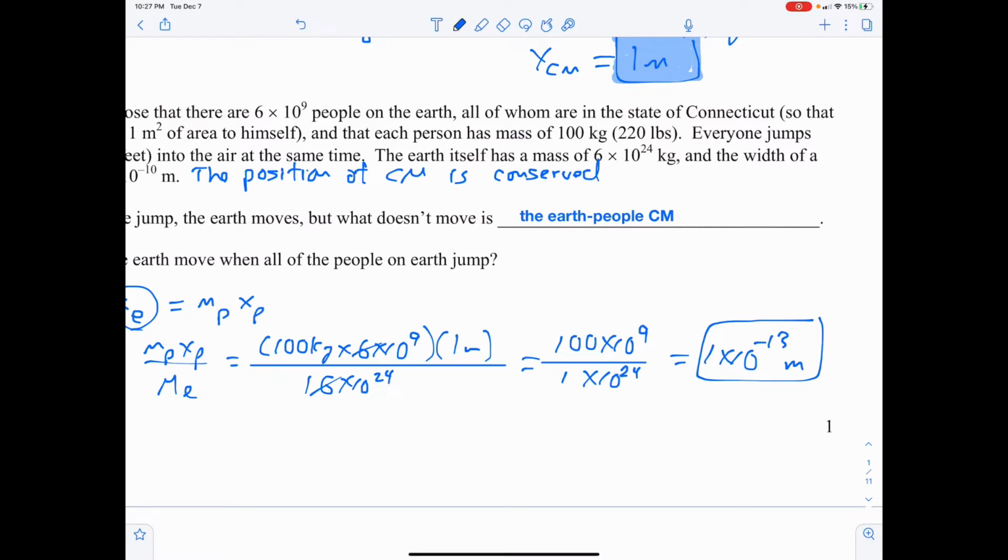Let me see. 1 times 10 to the negative 13. So that would be negative 12. So it would be 0.1 picometer, which is the same as 0.001 nanometers. That would be how far it actually moves.